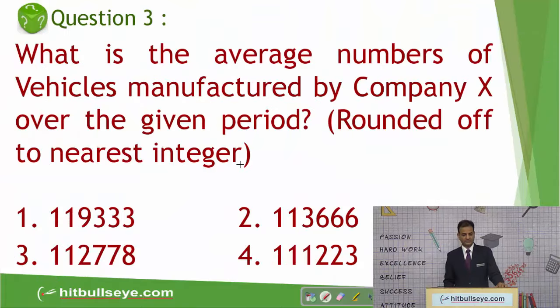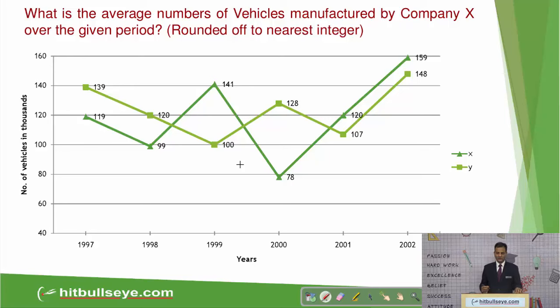Now the next question is, what is the average number of vehicles manufactured by company X over the given period? Average. Now he is asking about company X. This is company X. Of the average, what is being asked? Average.